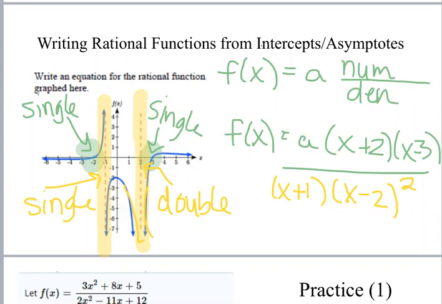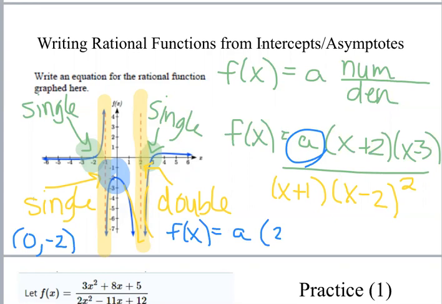So what we have left to do is figure out what this a term is. So we figure out that by looking at any point on here that's very clear. It's the easiest is to probably take that y-intercept because we get to set x equal to 0 for that. So over here we have this y-intercept at 0, -2. So we're going to zero out all our x's. So we have f of x equals a, 2, -3, and then 1, -2 squared.